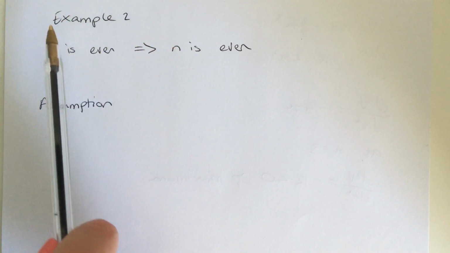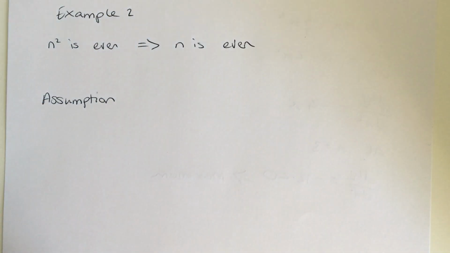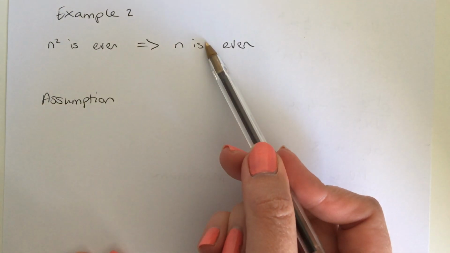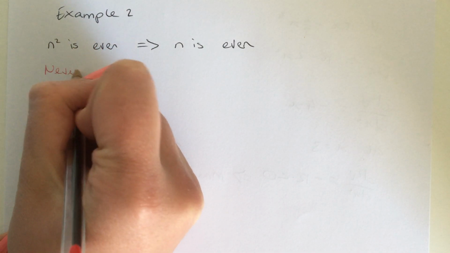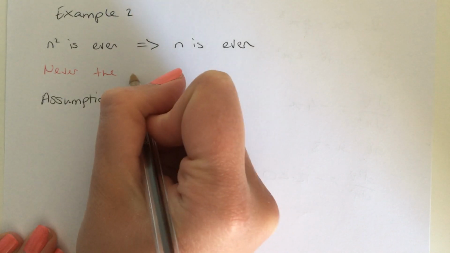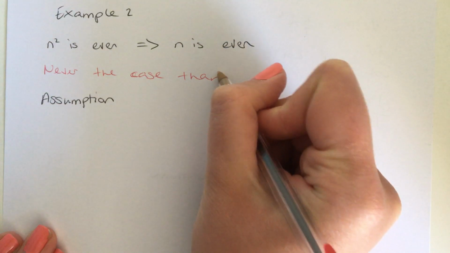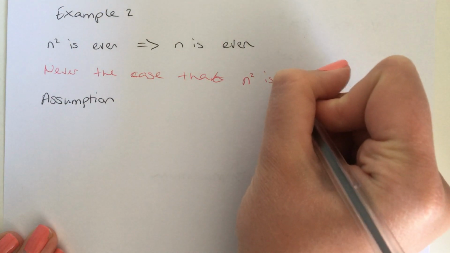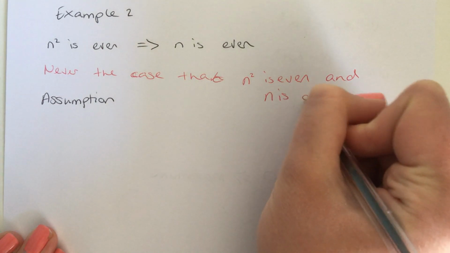The implication is going this way. This is true, therefore this is true. And then you've got to try and think about what the opposite is. Well, if this is true, that if n squared is even, then n must be even, then what I can say is that it is never the case that this is true, n squared is even, and n is odd.